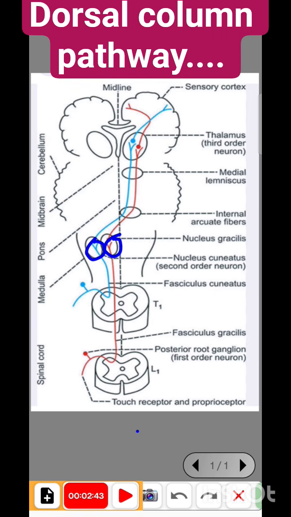From there, the second order neurons start, and they decussate to the opposite, contralateral side, forming the internal arcuate fibers. On the contralateral side, they ascend upward through the pons and midbrain, and enter the thalamus, into the ventral posterolateral nucleus of the thalamus. From the thalamus, the third order neurons arise, first entering the posterior limb of the internal capsule, and afterwards forming the corona radiata, and this corona radiata ends in the somatosensory cortex of the cerebral cortex.